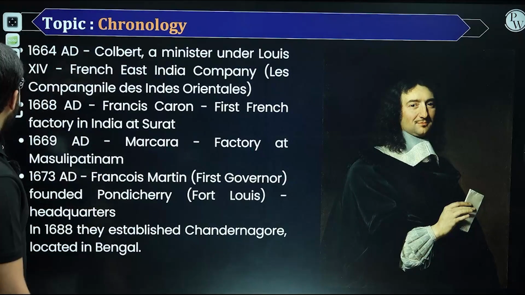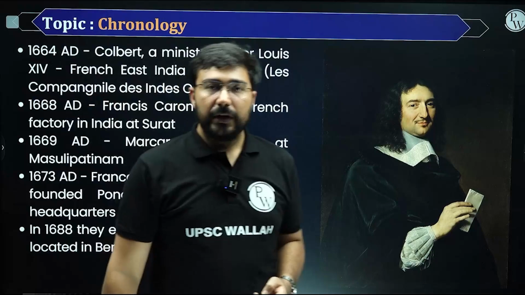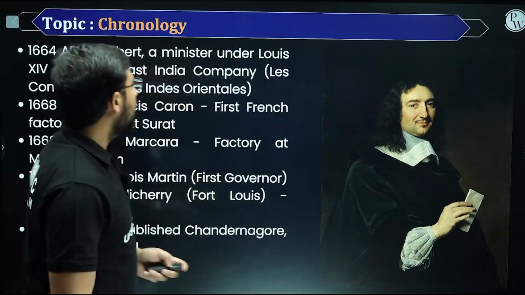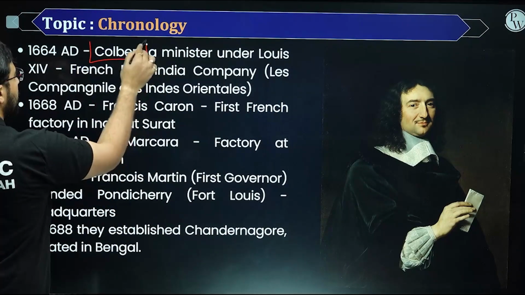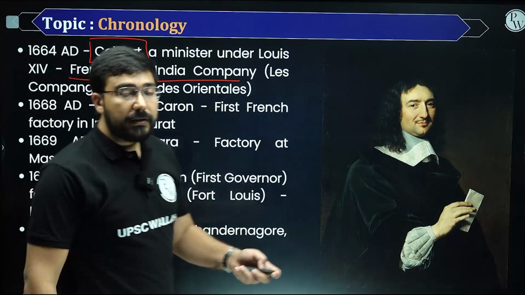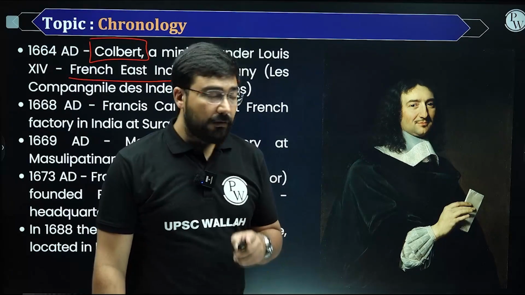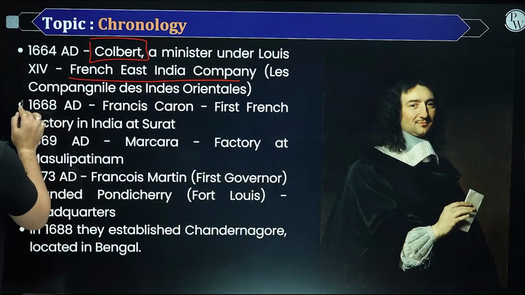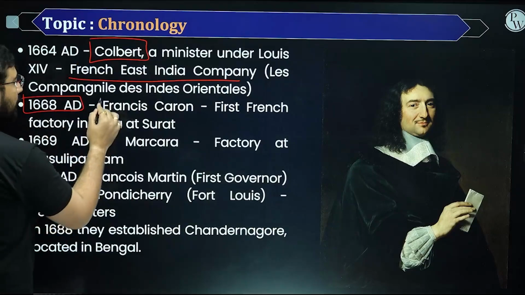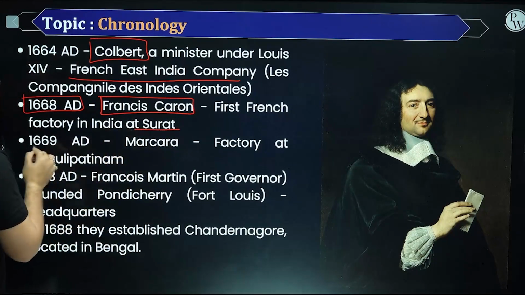Let us try to understand. The company was formed in 1664. They had a minister by the name of Colbert, a minister under King Louis XIV, and they created the French East India Company. Once they came to India, just like the British, their first settlement was also in Surat. In 1668 it was opened, and the person responsible was Francis Caron at Surat.